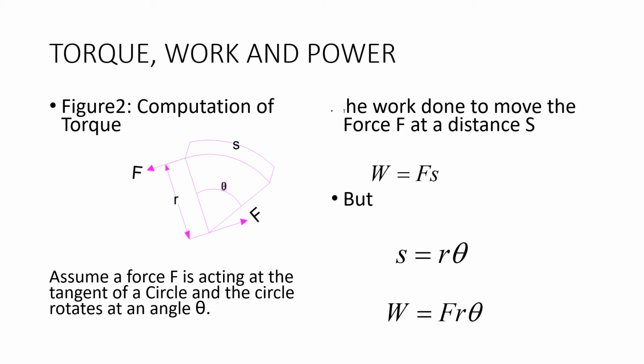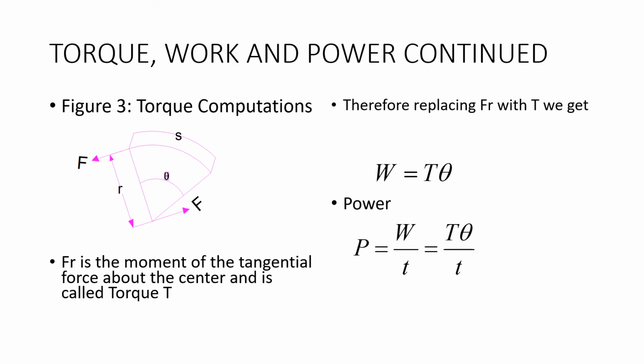Work is equal to force times r times theta. F times r is the moment of the tangential force about the center and is normally called torque, T. Therefore, replacing Fr with T, we get that work is equal to T times theta. So power is equal to work over time, which is equal to T times theta over time.